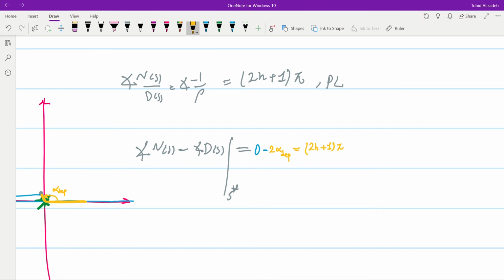Since we have two poles over there, we will be able to find out two departure angles, and therefore h should be set to 0 and 1. With h equal to 0, we will have alpha departure equal to minus pi over 2. With h equal to 1, we will get alpha departure equal to minus 3 pi over 2.